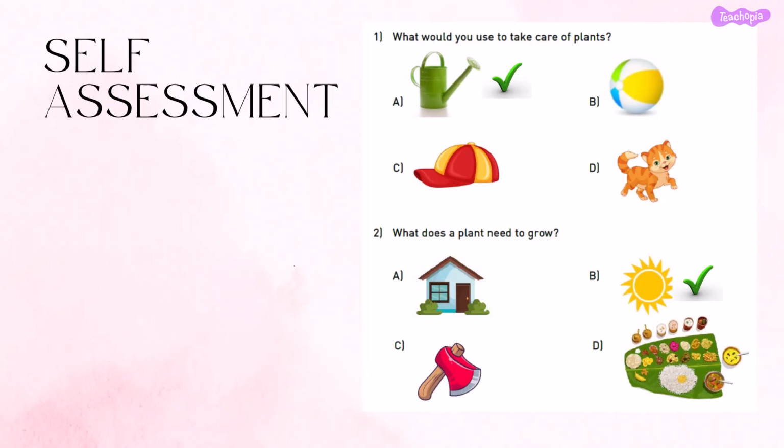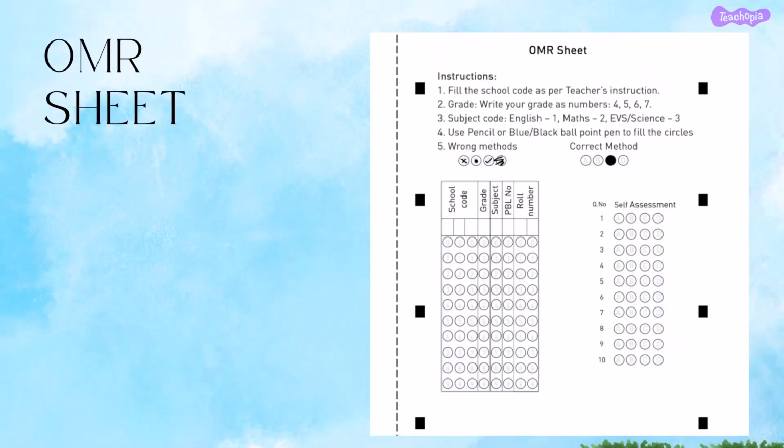Now we move on to self-assessment questions. What would you use to take care of plants? Option A, the watering can. What does a plant need to grow? B, the sun. This PBL ends with the OMR sheet. This sheet is given to the students to help them practice for competitive exams that they might appear for in the future.